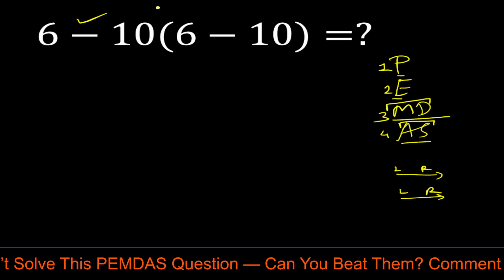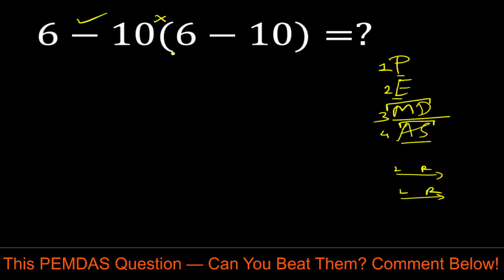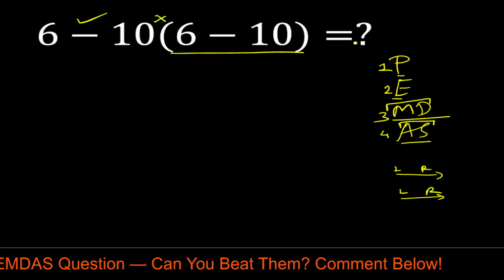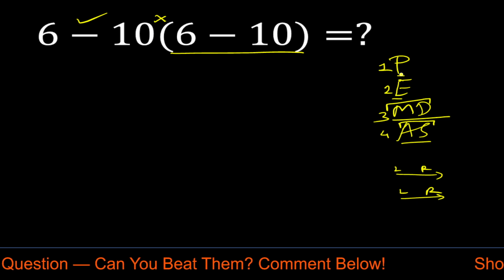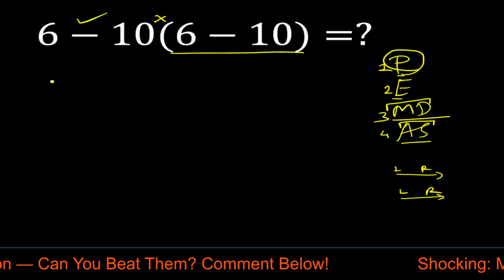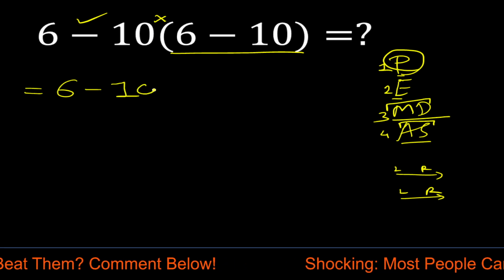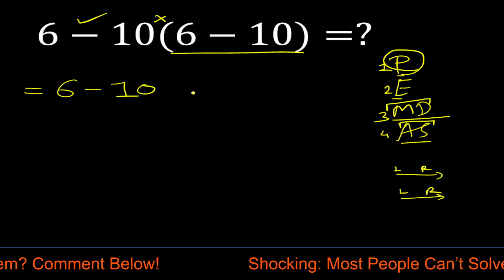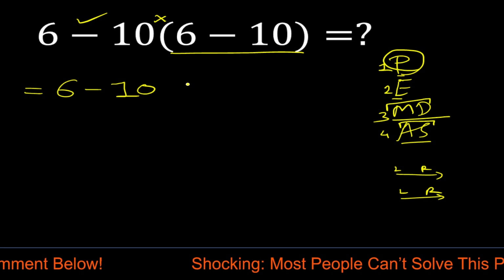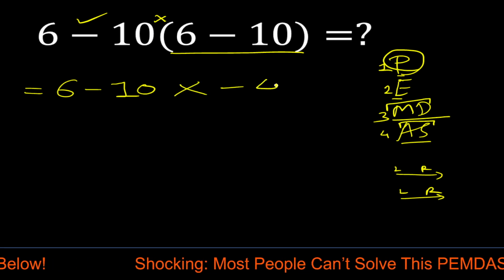So in this question, here we have subtraction, here multiplication, and here parenthesis, right? So according to the PEMDAS rule, first we have to solve the parenthesis. So now 6 minus 10. Now solve this parenthesis. 6 minus 10 is equal to minus 4. So times minus 4, right?